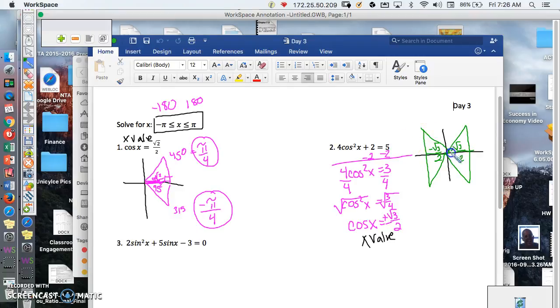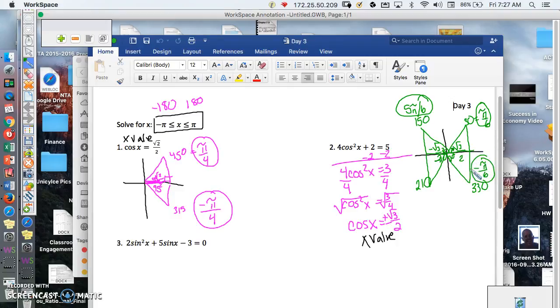Let's see, so those would be 30-degree reference angles. So we have 30, 150, 210, and let's see, 330. So 30 degrees, so we would say that this is pi over 6, 5 pi over 6. But then how would we say these? Because we go to positive pi, but then we're going backwards. So this would be negative 30 degrees, so negative pi over 6.